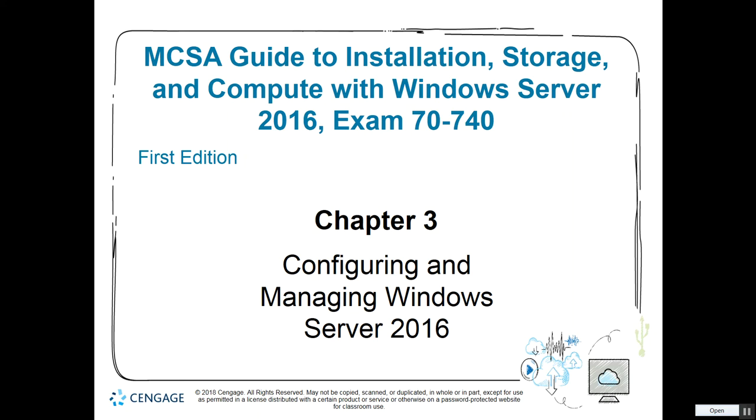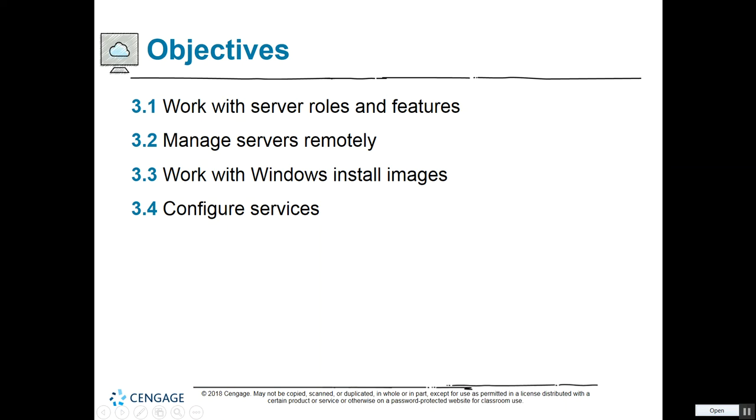So now we're going to proceed in Chapter 3, and we're going to configure and manage a Windows Server 2016 installation. Or I should say an instance of Windows Server 2016. Now we're going to deal with both Data Center and Server Core. And at this point, we should have been able to go through and install either one in Chapter 2. We're going to work with the different server roles and features, manage servers remotely, and work with Windows install images. We're also going to configure some services.